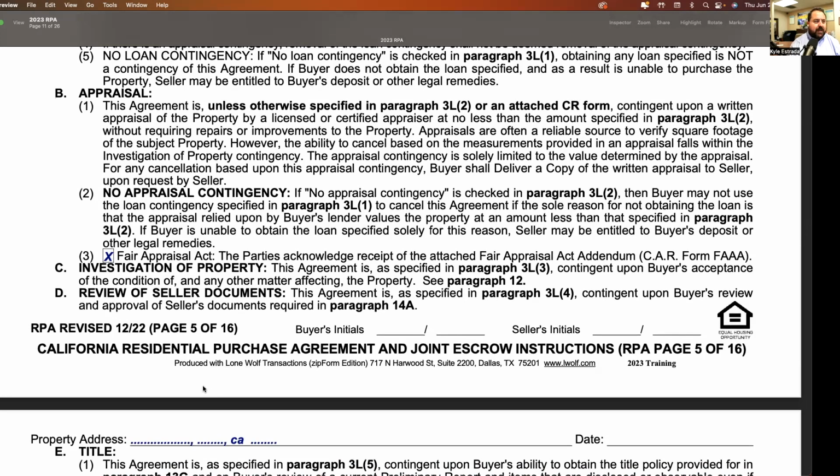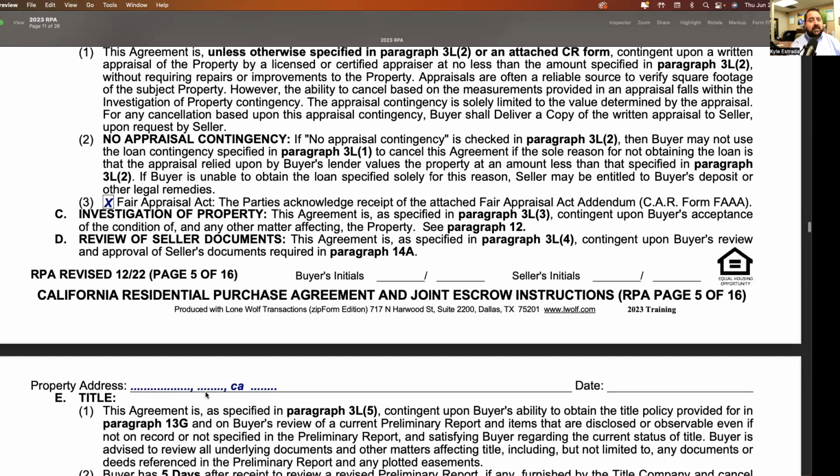Investigation of property. This agreement is, as specified in 3L3, contingent upon buyer's acceptance of the condition of and any other matter affecting the property. That's disclosures and investigations and all that stuff. Review of seller's documents. This agreement, as specified in paragraph 3L4, is contingent upon buyer's review and approval of seller's documents required in 14A. We'll get to that in a little bit.